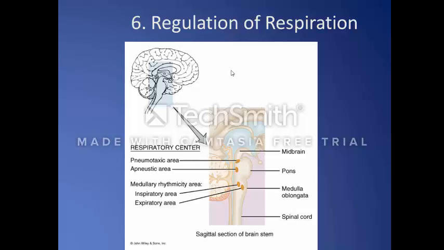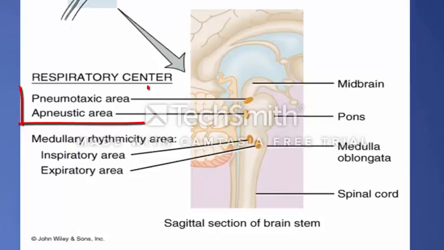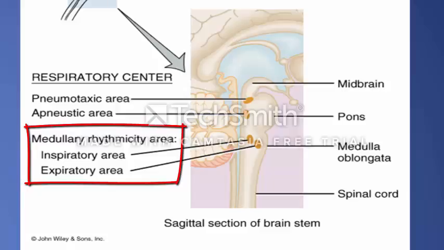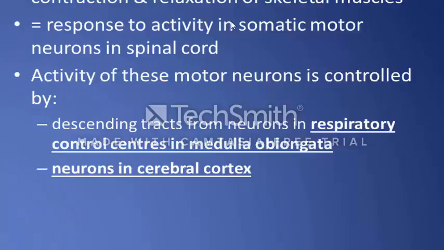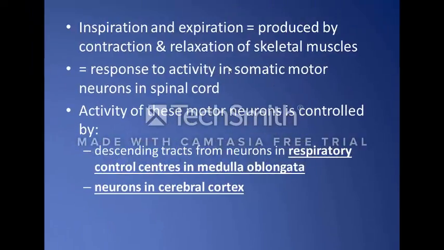Respiration is regulated by the respiratory centre within the brainstem. The key areas are the pneumotaxic area and the apneustic area, and the medullary rhythmicity centre, which includes an inspiratory and an expiratory area. Inspiration and expiration, as we know, is produced by contraction and relaxation of skeletal muscles, along with pressure gradients in the air.